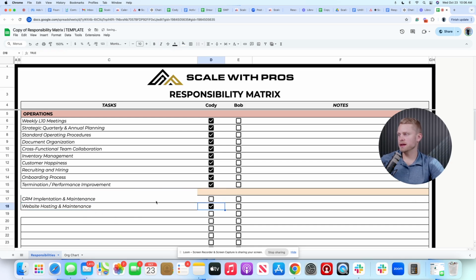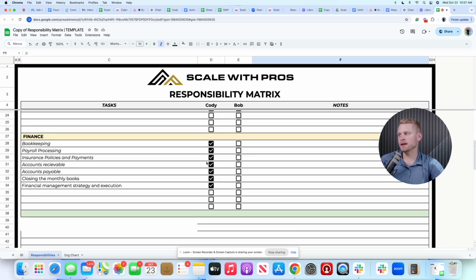Website hosting, maintenance. I don't know how to do any of that stuff, but I am accountable to make sure it's done. So I'm either outsourcing it to an agency that knows how to do it, or I am hiring someone to do those things, that I am owning. And so as you can see, I am owning these items, and then finance.